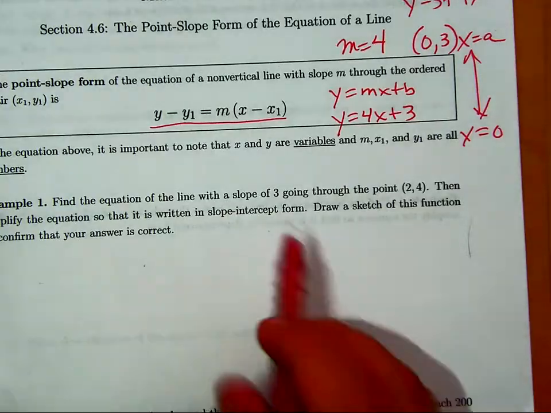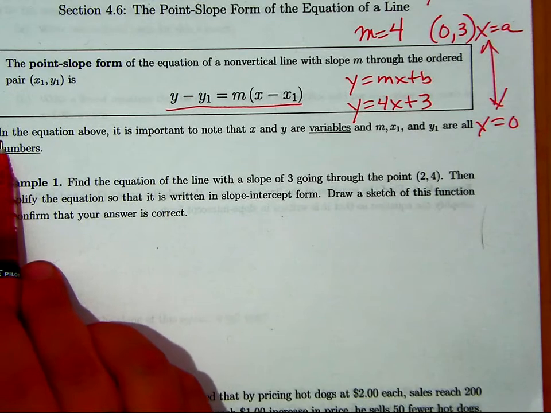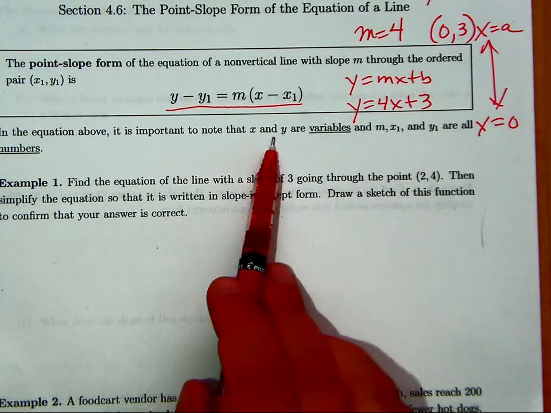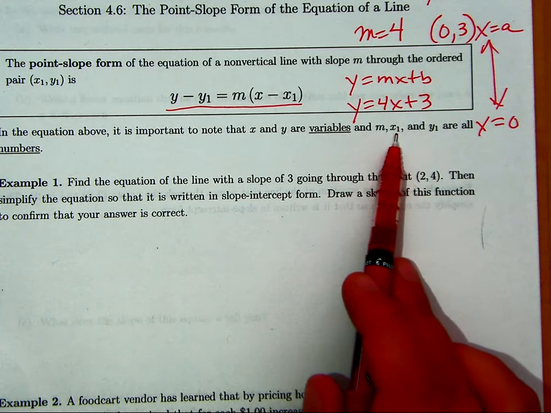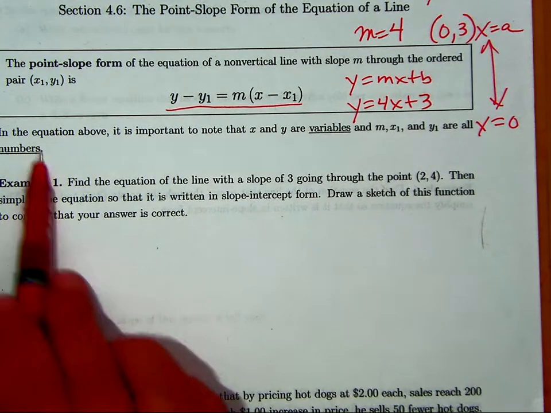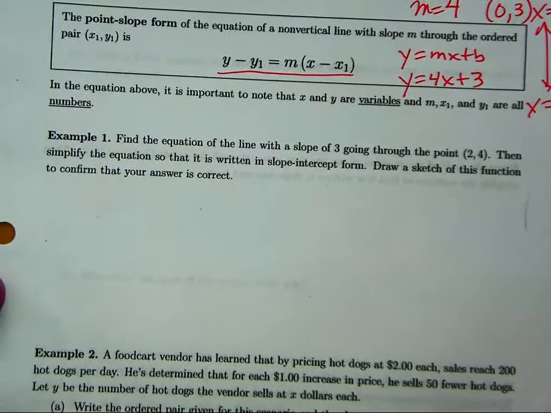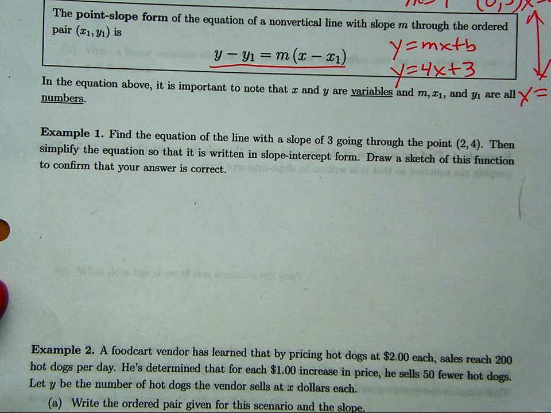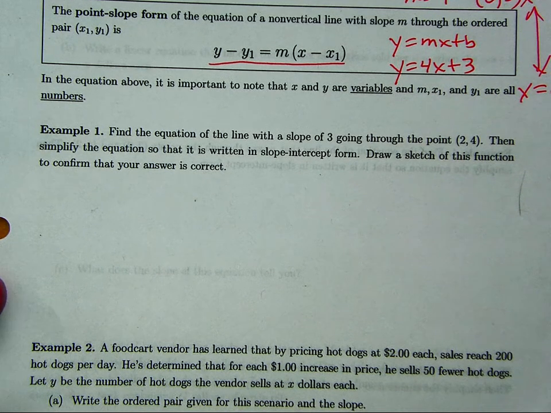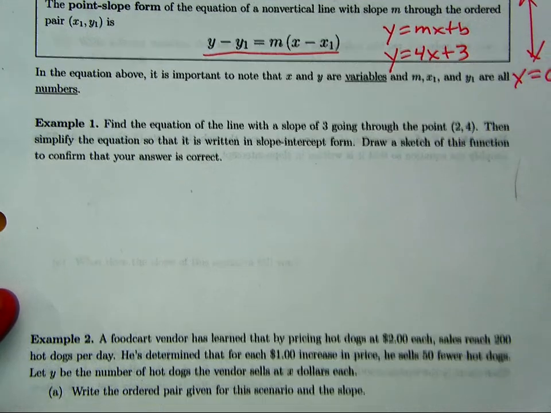Well, actually, let's go to this one right here. In the equation above, it is important to note that x and y are variables, and m, x1, and y1 are all numbers, okay? So in this example right here, find the equation of a line with the slope of 3 going through the point 2, 4. Then simplify the equation so that it is written in slope-intercept form. Draw a sketch of this function to confirm that your answer is correct.